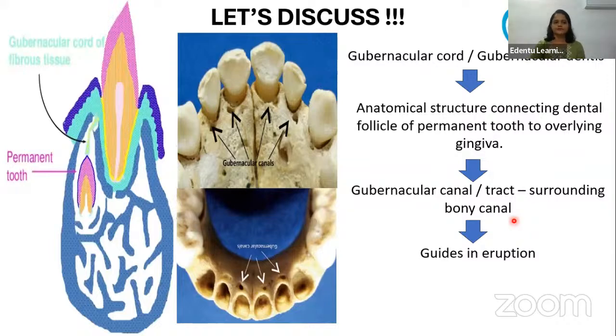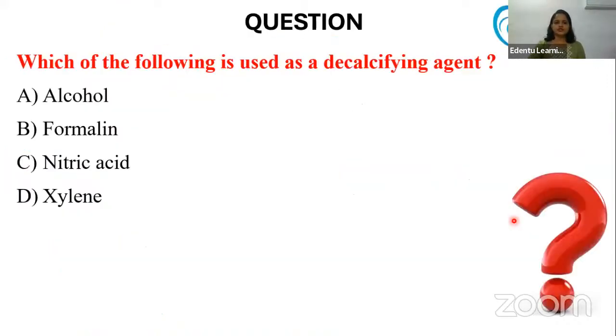Okay, moving on to the next question: which of the following is used as a decalcifying agent? Is it alcohol, formalin, nitric acid, or xylene? Tissues like teeth and bone, we can't just cut as such and look at under the microscope. Bone and teeth are very hard, so it will be very difficult to cut them and look at them under the microscope.